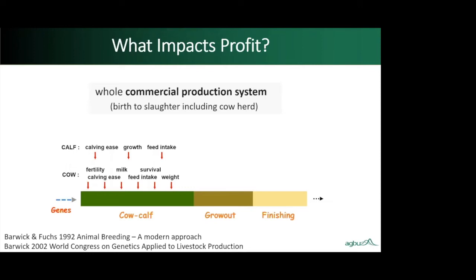When we move to the grow-out segment of the commercial system, the growth of that individual and the feed resources required to achieve that level of production are considered important. Again, when we move into the finishing phase, the growth displayed by that animal and the feed resources required to achieve that growth are again important. However, in the finishing system, traits of importance also include carcass quality traits, such as the yield of that animal, the marbling that that animal displays, its ability to satisfy market specifications, and its dressing percentage.